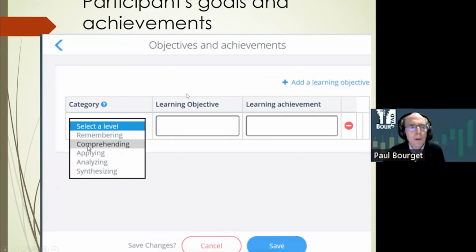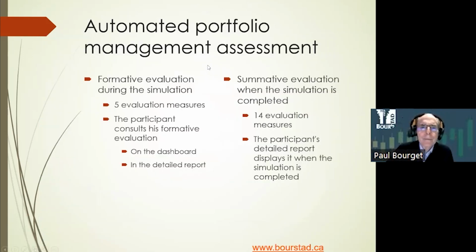What will you want to learn in participating in Bourstad? You have automated portfolio management assessment, 5 formative evaluation measures, and 14 summative that will be computed by the end of the Bourstad challenge. But for these 5 evaluation measures, you will be constantly able to check how you score on these measures.